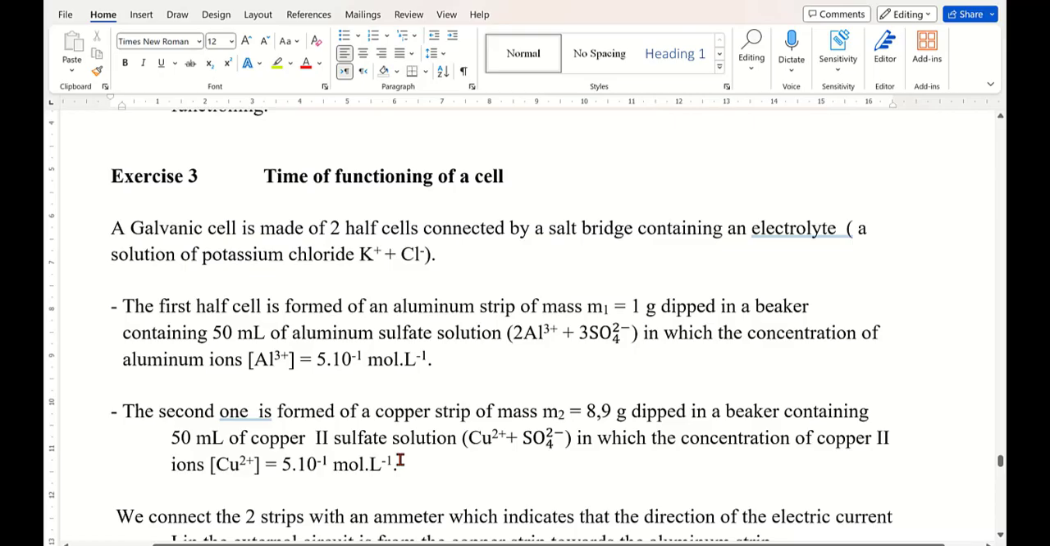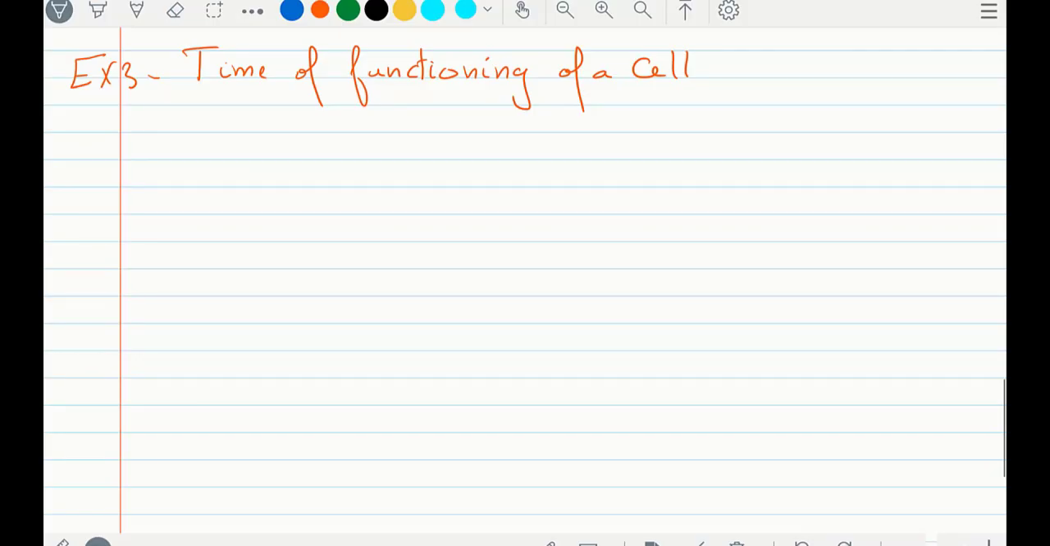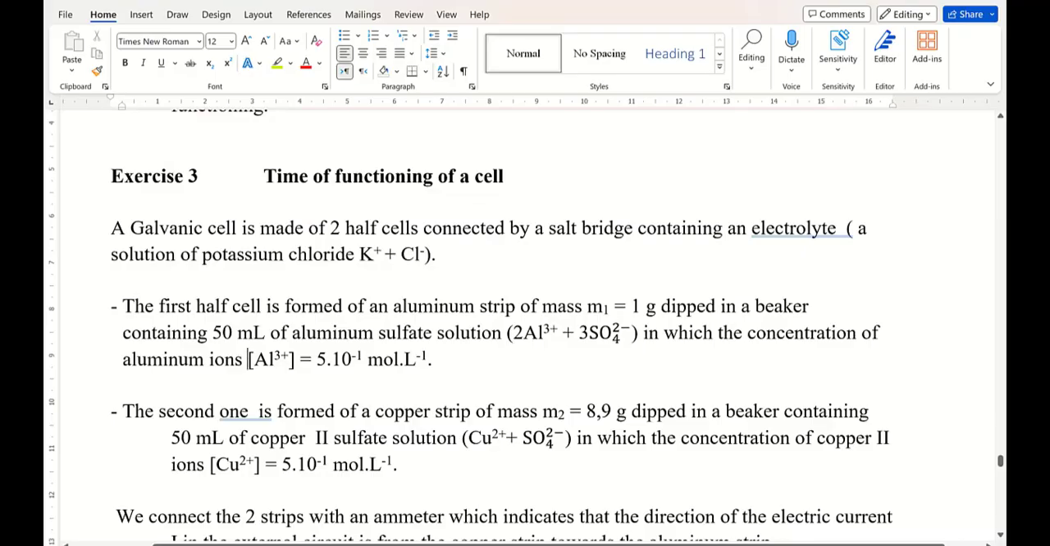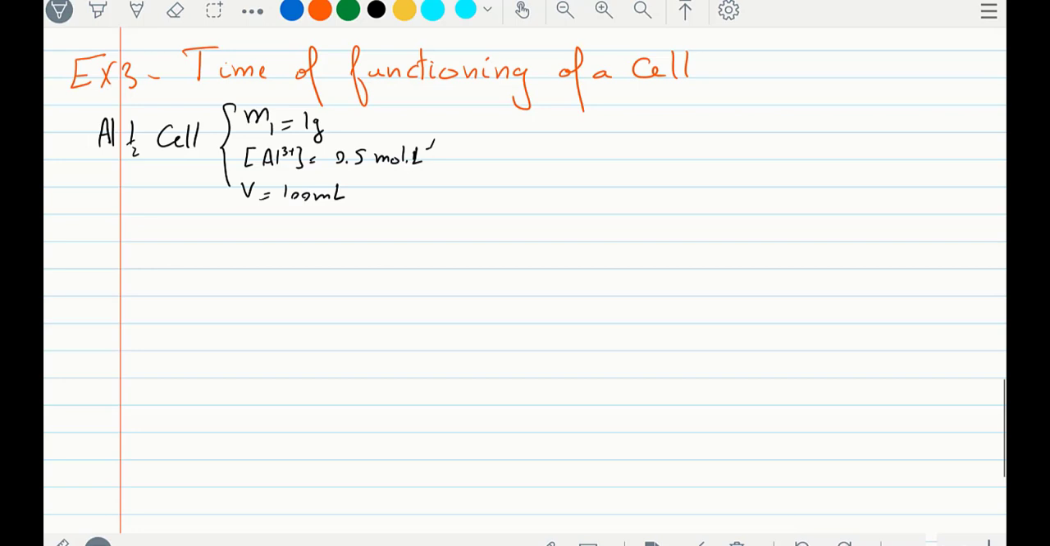Then we have the first half cell, Al half cell: the mass of strip equal 1 gram, the concentration of Al3 plus equal 0.5 mole per liter, and the volume equal... sorry, the volume is 50 milliliter.